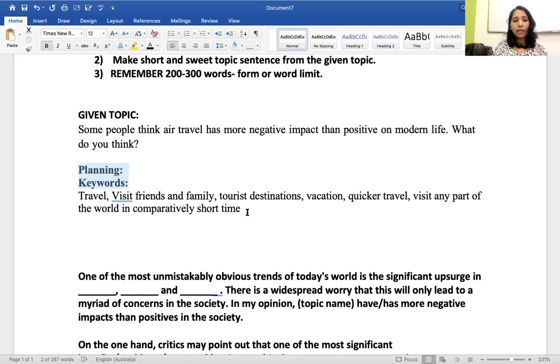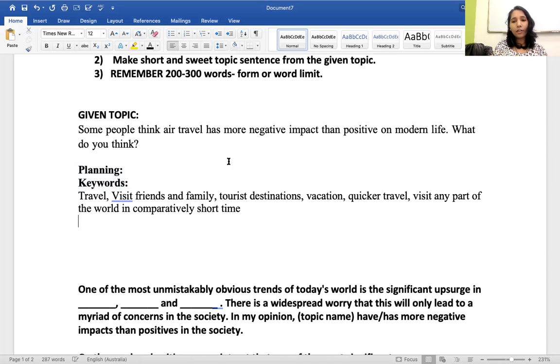is it not? Now, if you look at these, these are your positive keywords. Okay, what are your negative keywords? So this could be your positive keywords. What could be your negative keywords?